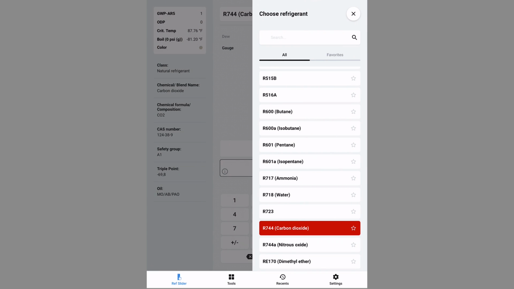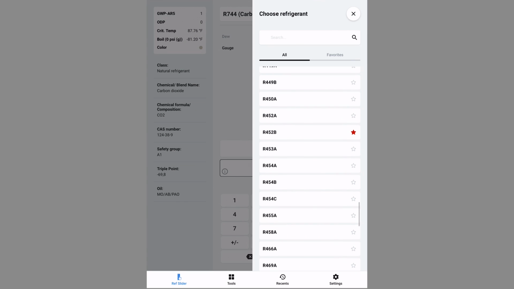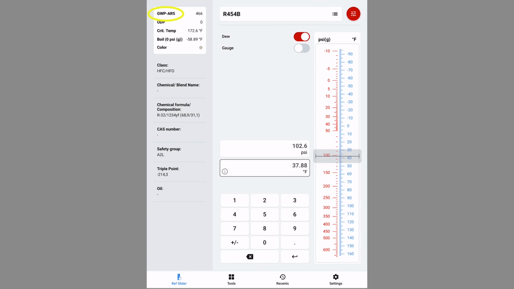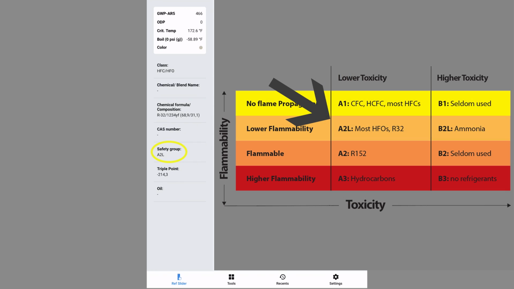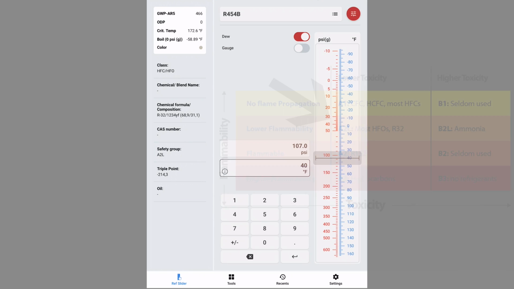Another refrigerant that's a good alternative for R410A is R454B. So this has a GWP of only 466, which is even lower than R32 and also R452B. It's a mix of R32 and R1234YF. So this looks like a very promising refrigerant for the future, and the chemical formula is R32 is 68.9% and 31.1% of R1234YF. R454B has a safety group rating of A2L, which means it's slightly flammable.